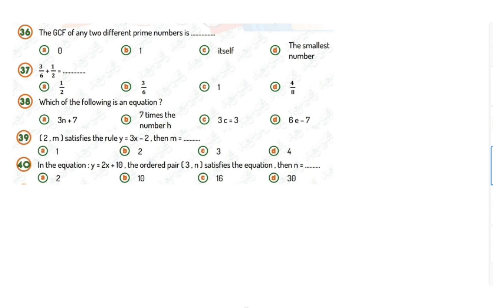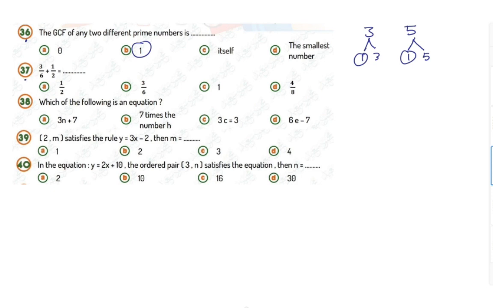Now point number 36. The GCF of any two different prime numbers is what? We know that 3 and 5 are prime numbers, and any prime number has just two factors. What are the factors? 1 and itself. Of course, there is no common factor except 1.